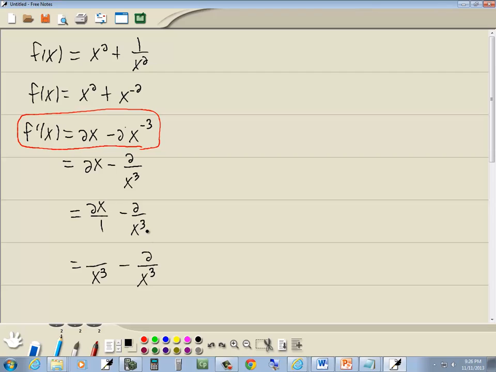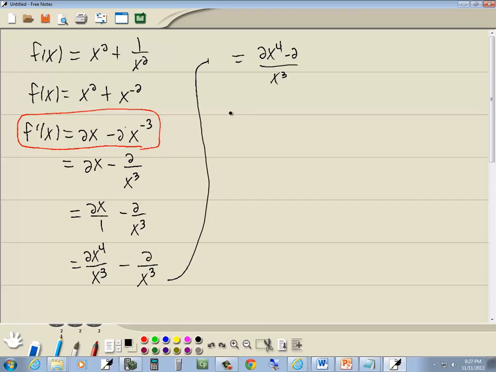Now our second fraction already has that. The first one, we multiply the bottom part by x to the third, so we multiply the top part by x to the third. And that gives us 2x to the fourth. Which then gives us, since we have the same denominator, 2x to the fourth minus 2 over x to the third. Okay, we got our single fraction.